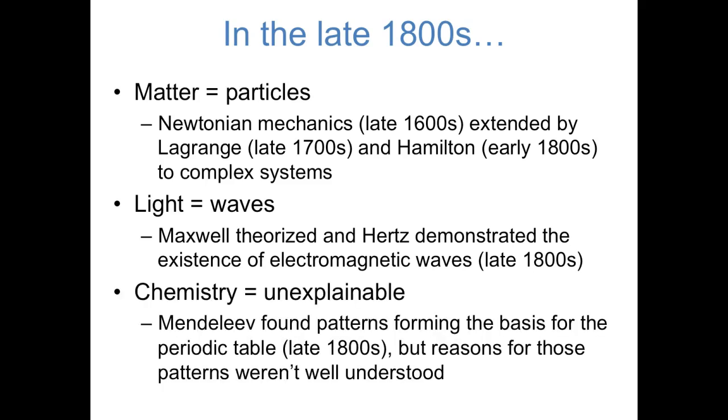Meanwhile, scientists were beginning to make some observations about chemistry. The patterns that form the basis of the periodic table were being observed, and Mendeleev was sort of cataloging these in the earliest forms of the periodic table, but the basic physical reasons for those patterns were not well understood.